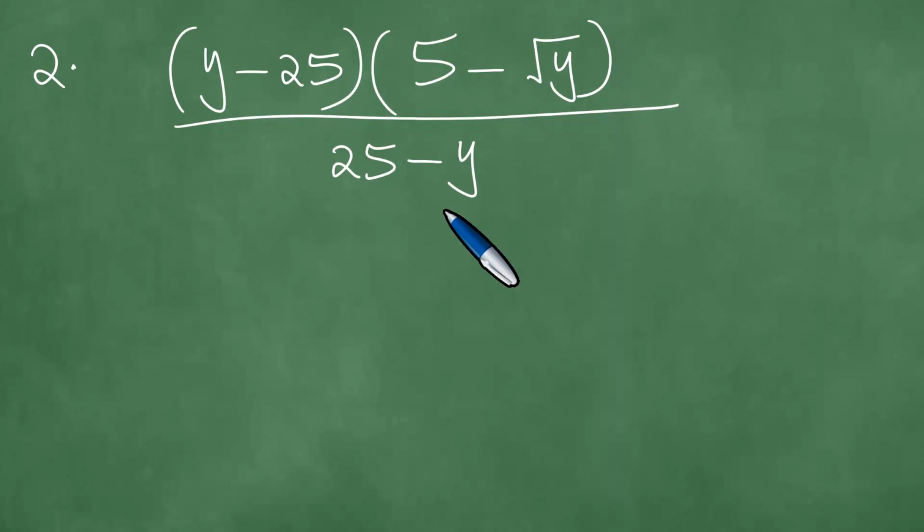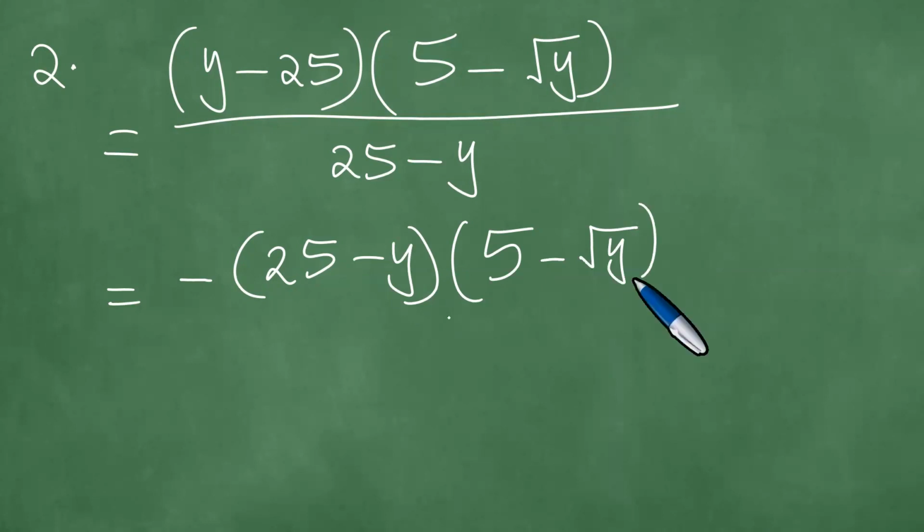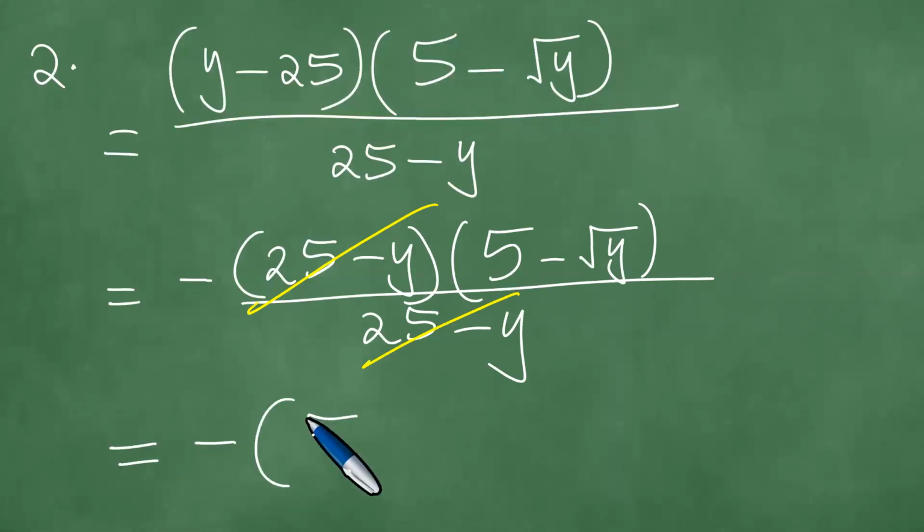And if you make them the same, what do you do to make them the same? So you factor out a negative, right? You can factor out a negative from the numerator, getting 25 minus y into 5 minus the square root of y divided by 25 minus y. So the 25 minus y and 25 minus y cancel out. And we have minus into 5 minus the square root of y, like this.